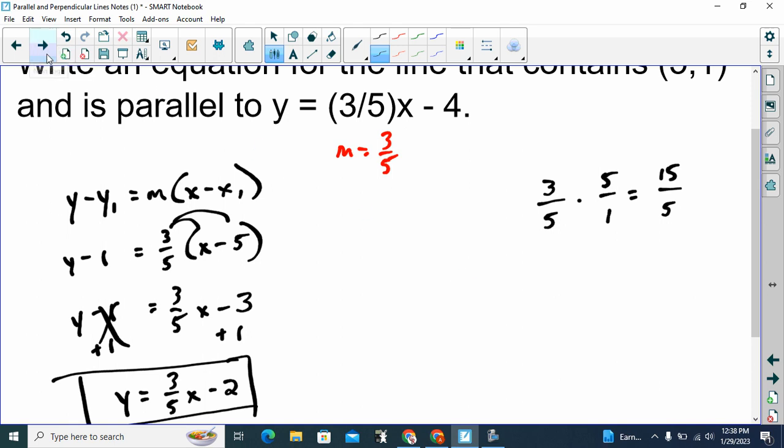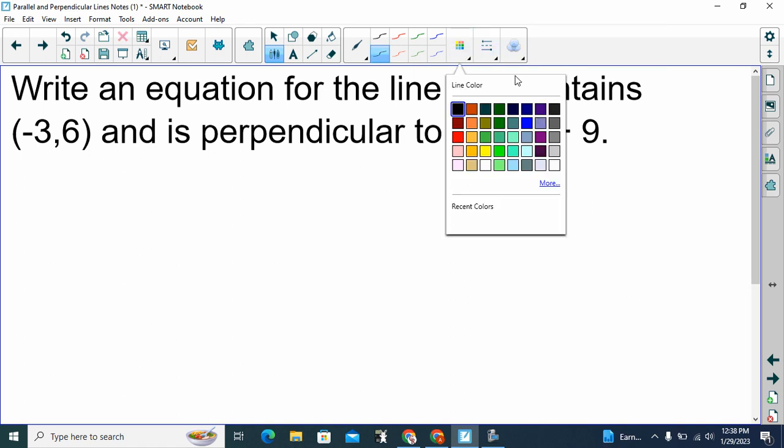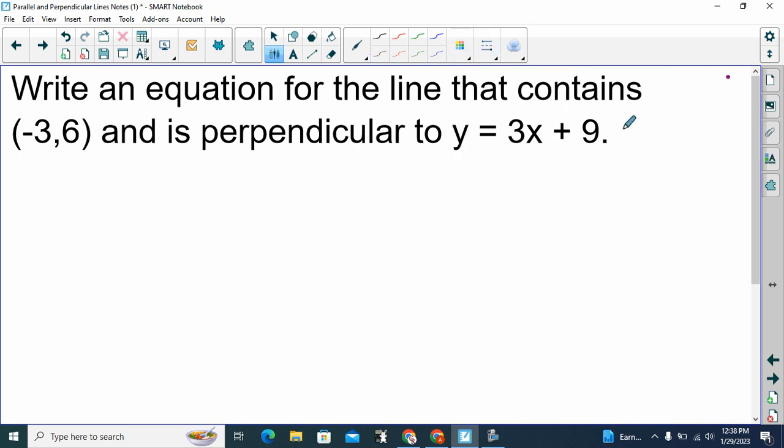Last one, similar problem. Write an equation for the line that contains the point -3, 6 and is perpendicular to y equals 3x plus 9. I need the equation of a perpendicular line this time. Well, this slope is 3 over 1. So the slope of the line I'm trying to write should be opposite reciprocal, because perpendicular lines have slopes that are opposite reciprocal. So instead of 3 over 1, it's 1 over 3. And instead of positive, it's negative.